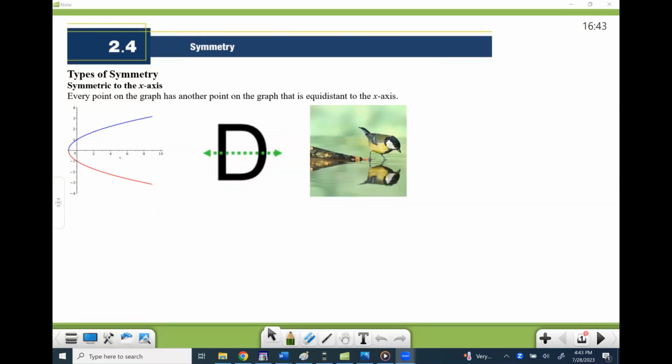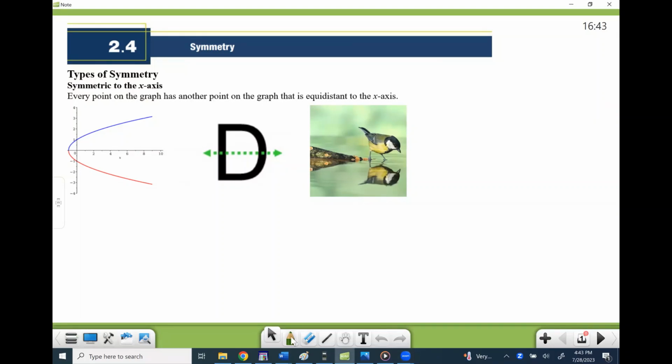All right, so let's take a look at 2.4, which deals with symmetry. One of the types of symmetry that we'll have is symmetry to the x-axis. It says every point on the graph has another point on the graph that is equidistant.